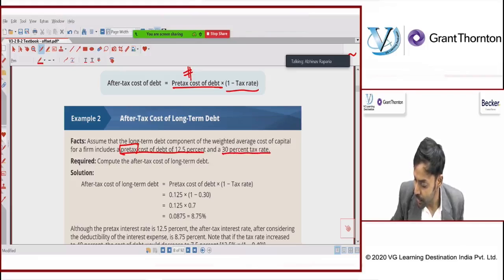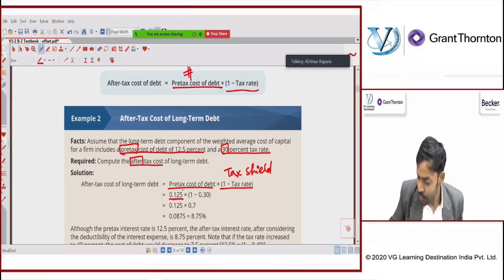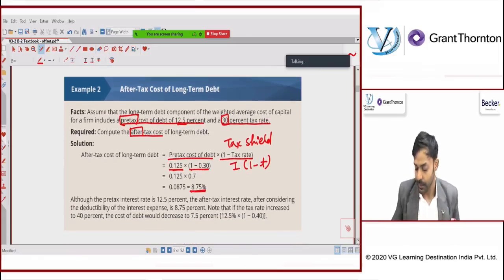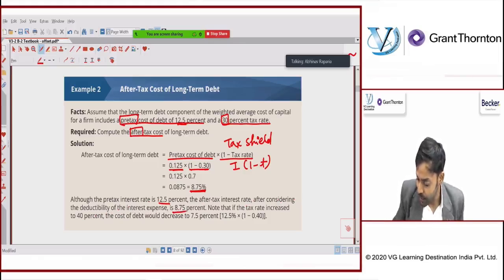And the tax percentage is 30%. So first of all, what we need to do? We need to calculate the after-tax cost. Simple. We'll use the pre-tax rate multiplied by 1 minus the tax rate, so we reduce by the tax shield of 30%. So it is interest times (1 minus tax), right? And this will work out to be 8.75%. Although the pre-tax rate is 12.5%, the after-tax interest rate after considering the deductibility of the interest expense is 8.75%.